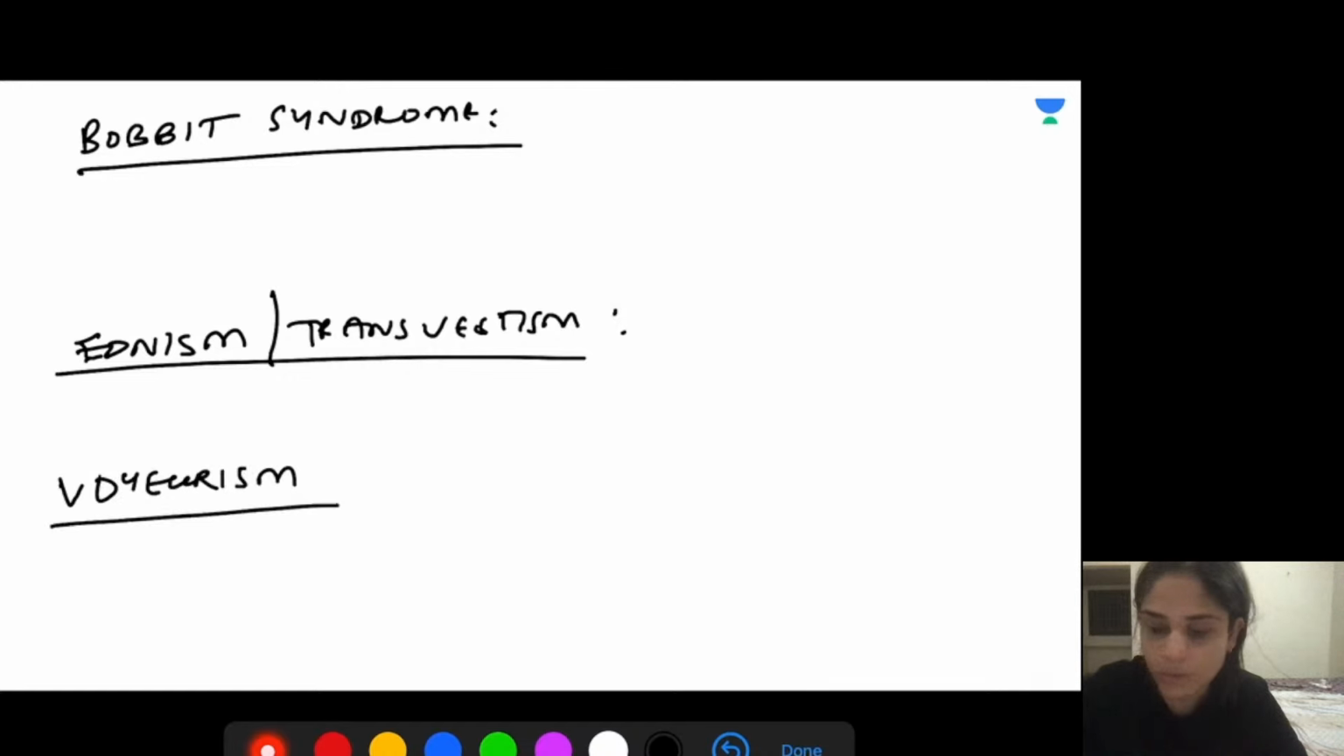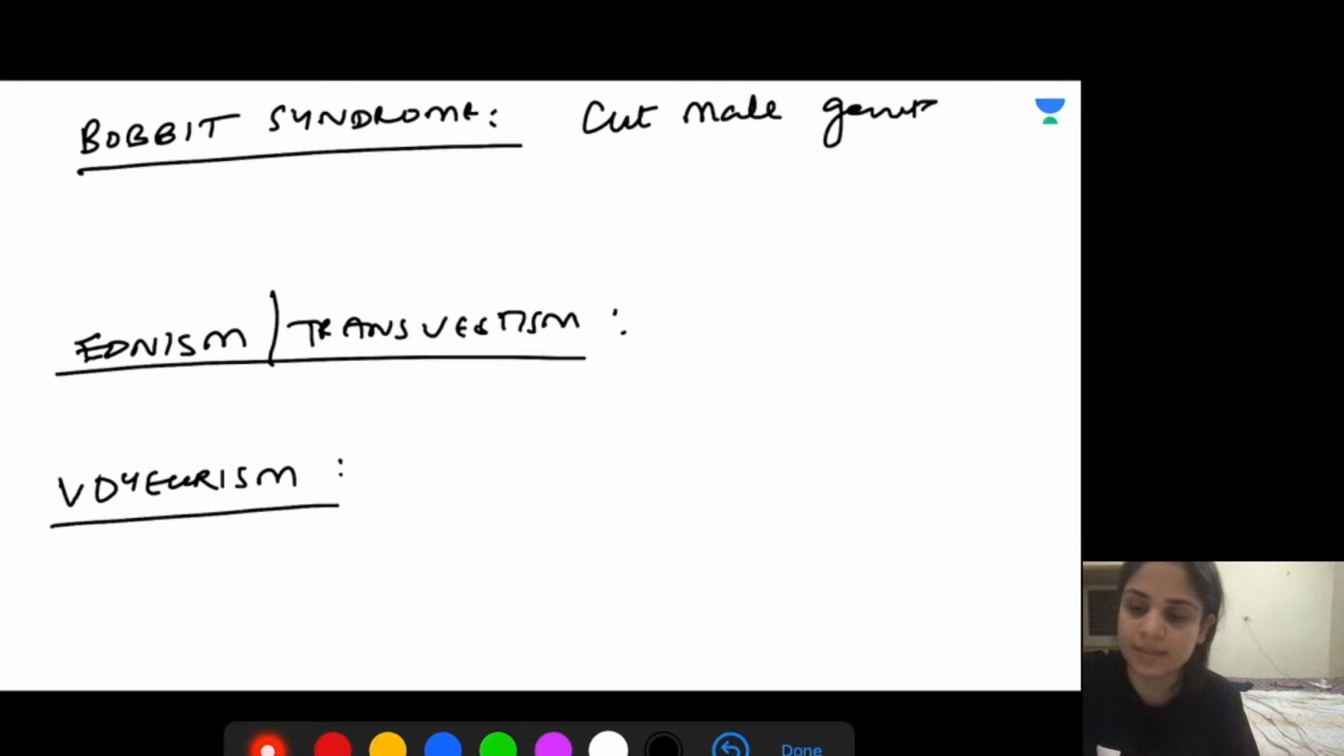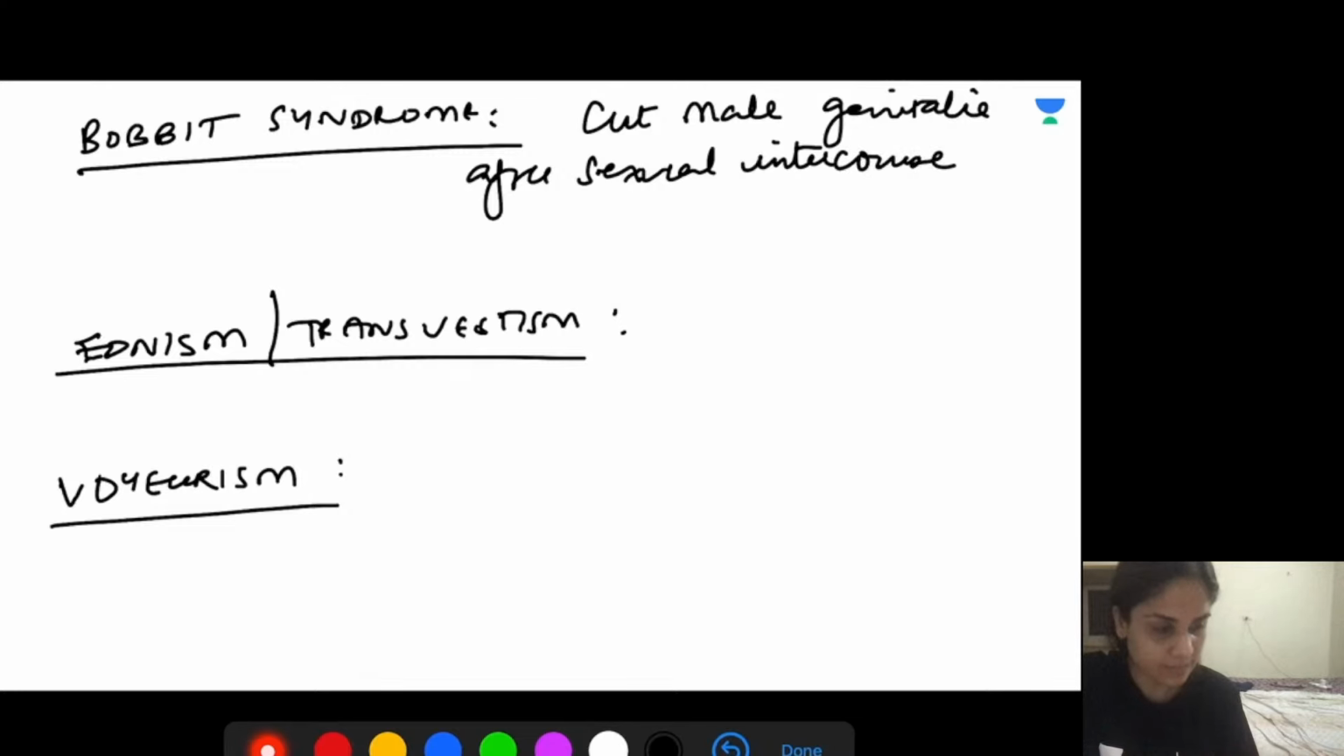And what are the other names for voyeurism? Chalo, batao. What is Bobbitt syndrome? Very traumatic. Okay, so Bobbitt syndrome is if you cut the male genitalia, that is the penis, after sexual intercourse. So that is your Bobbitt syndrome. Yes, absolutely correct. Cutting of genitalia after sexual intercourse, and specifically the male genitalia.